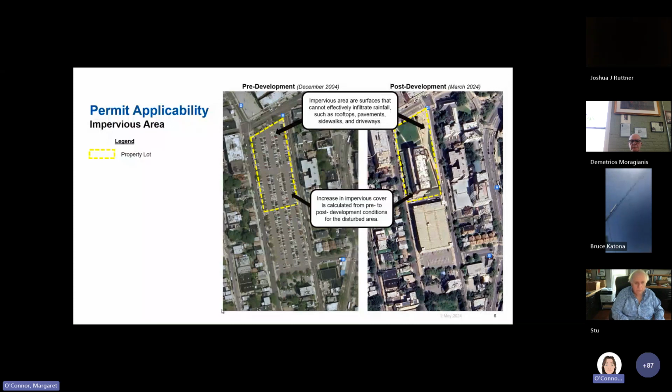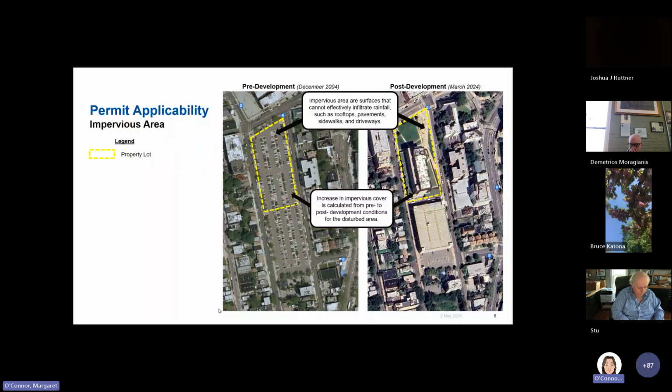We added that to the definition to keep our definitions parallel with the state definitions, because part of the reason for this rule is that we have to comply with the state MS4 permit, and we have to be at least as stringent as that permit. So to make sure we were at least as stringent as that permit, we had to add that into our impervious cover, and that also ends up impacting the area that we are talking about for creating new impervious area.